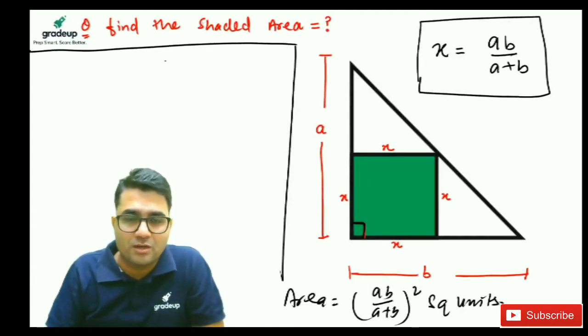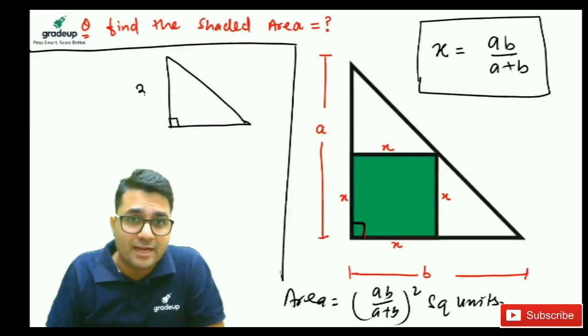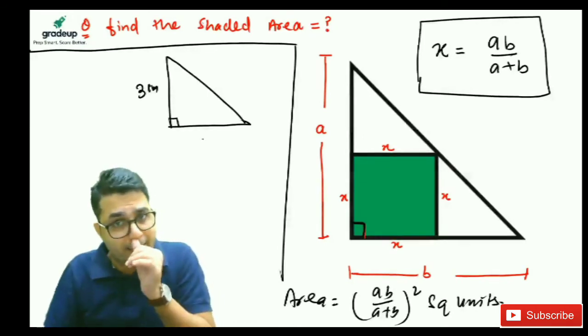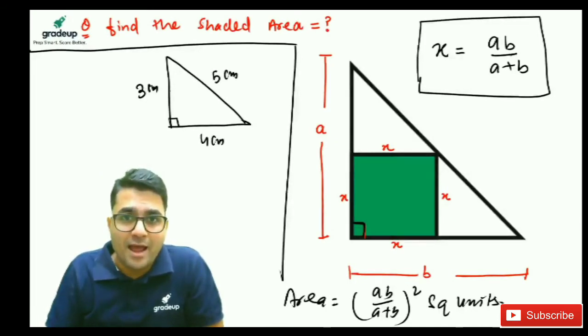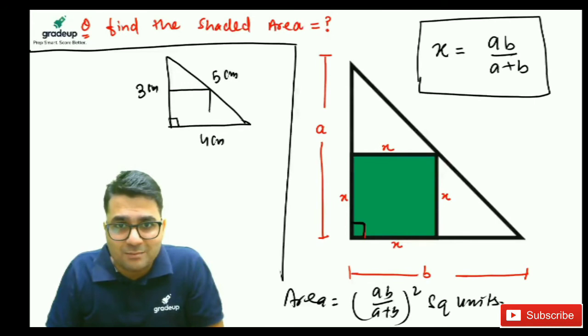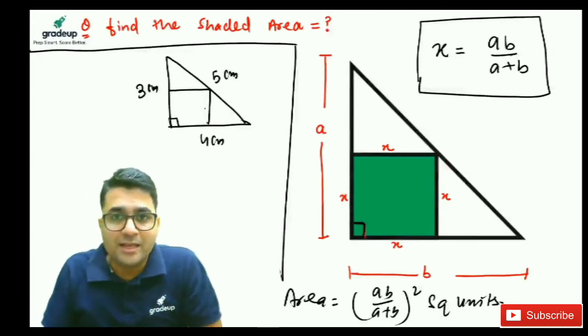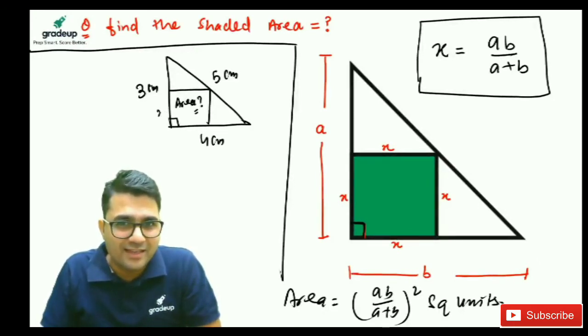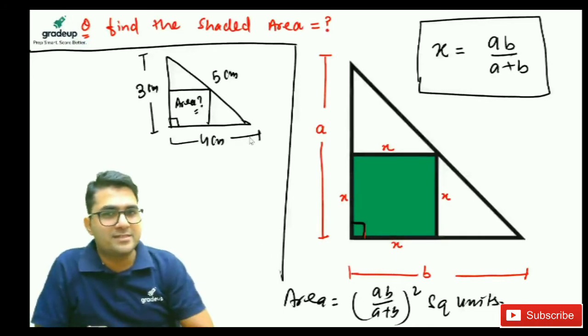Please try this question. Suppose you have a right angle triangle in which this side is 3 centimeter, this side is 4 centimeter, and this side is 5 centimeter, and a maximum size square is inscribed in this right angle triangle. Can you please find out the area of this square? I am waiting for your comments.